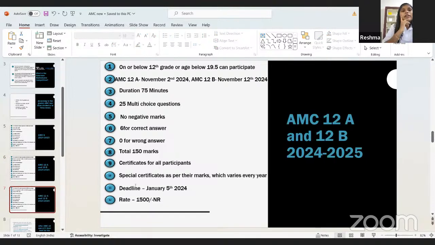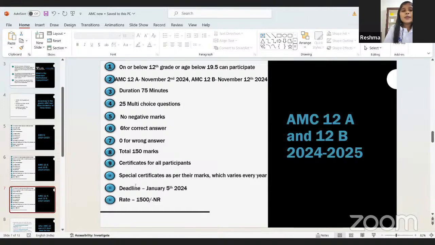AMC 12 is for 11th and 12th graders. AMC 12A will be on November 2nd, and AMC 12B will be on November 12th. There will be 75 minutes and 25 multiple choice questions. There will be no negative marking. It is 6 for the correct answer, 0 for the wrong answer, and for the unanswered questions, you will get 1.5 marks.